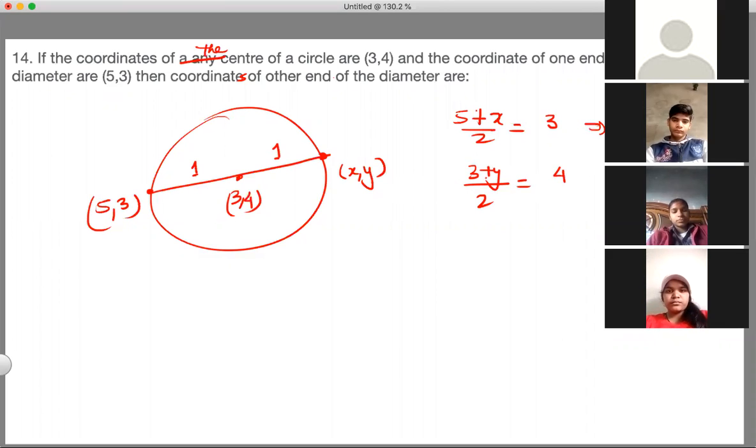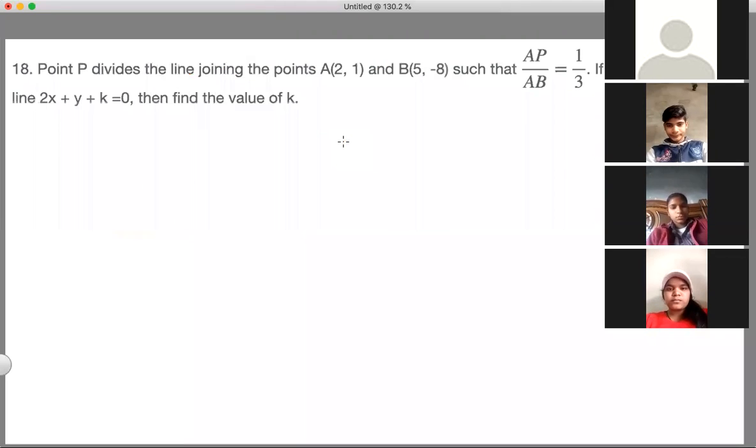So we will get x is equal to 1 and y is equal to 5. Okay, so it is 1, 5. The point is 1, 5. Okay, very, very simple question. This was an easy question.